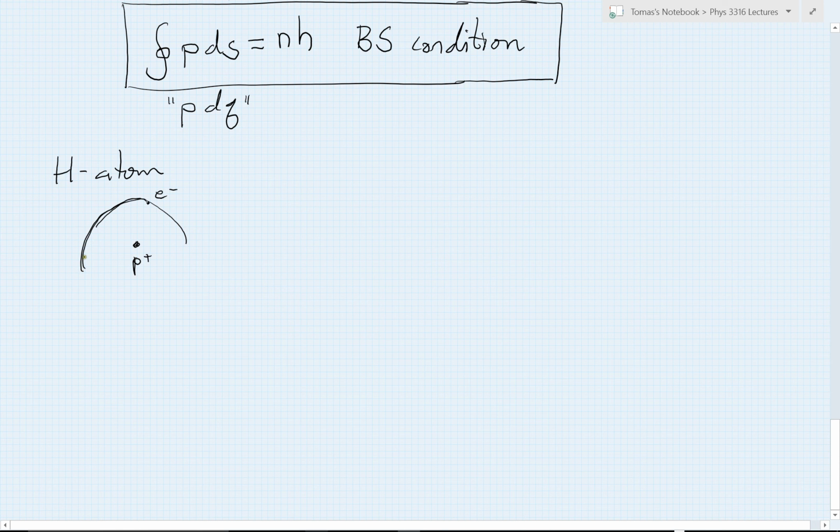The idea here in this quantization technique is sometimes called semi-classical quantization. It's semi-classical because you think about the classical motion, but then you apply this additional quantization condition from Bohr and Sommerfeld.